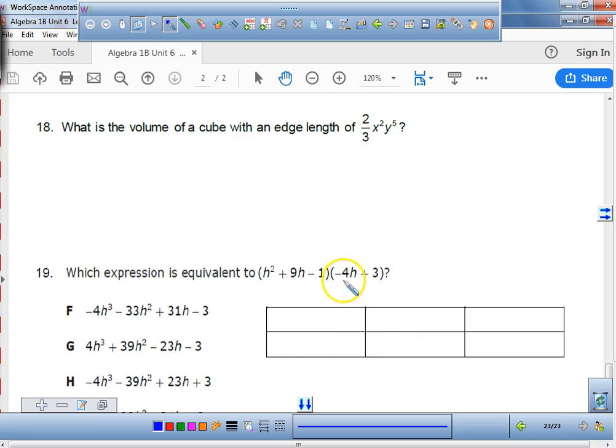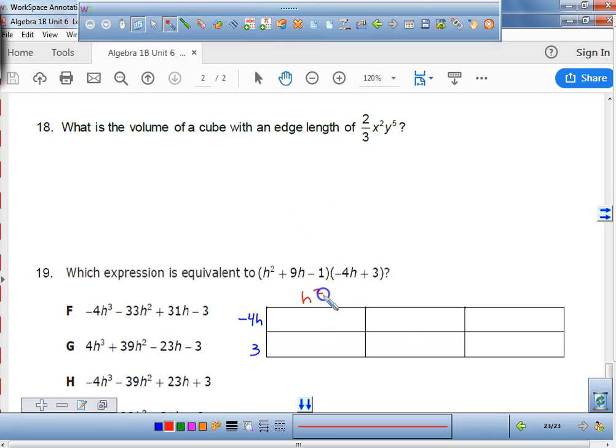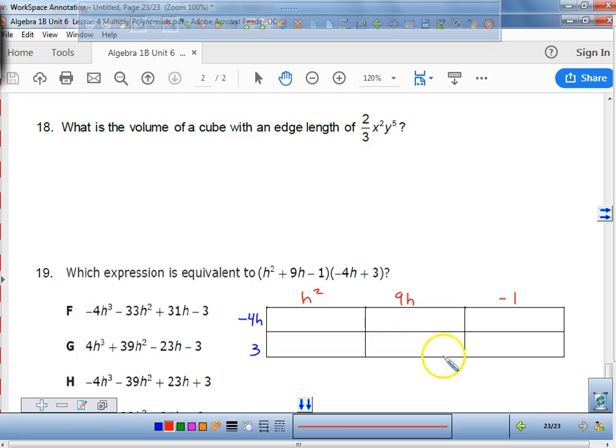So what I'd like you guys to do, see where it says negative 4h right here? I want you guys to put the negative 4h right there. Where it says 3, I want you to put 3. And where this says h squared, I want you to write h squared. Okay? Where this says 9h, I want you to put a 9h right here. And where you have the minus 1, I want you to put a minus 1 right there. Now what we're going to do is, in this next minute, I want you to come up with all the products for how many rectangles? 1, 2, 3, 4, 5, 6. All right, so go do that.